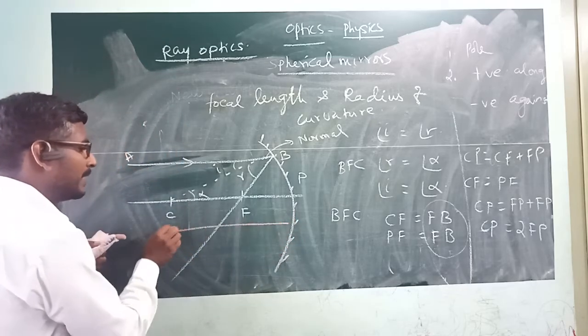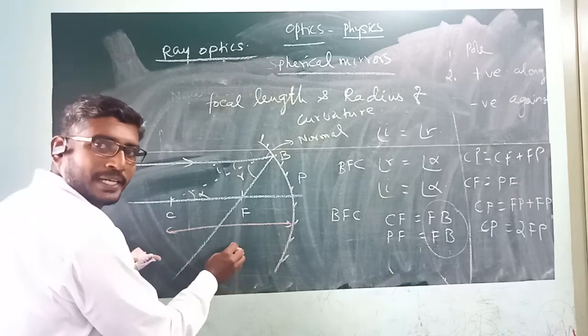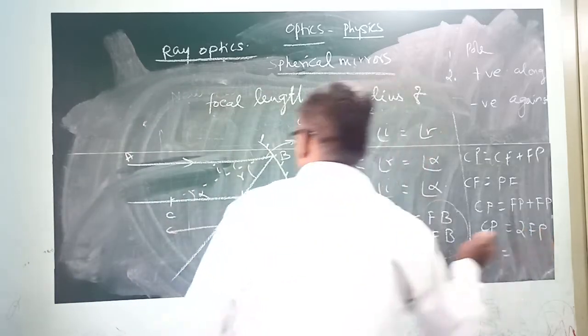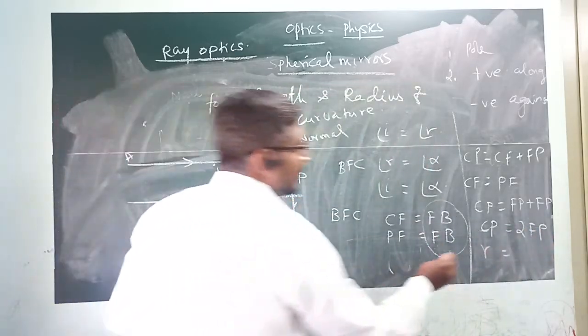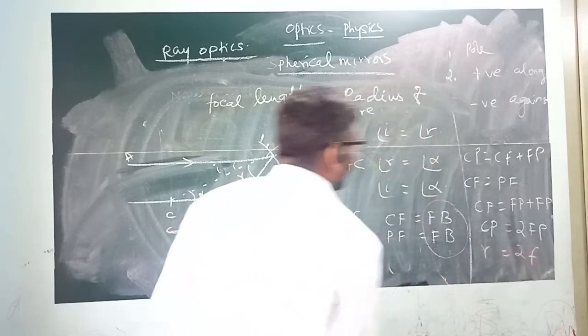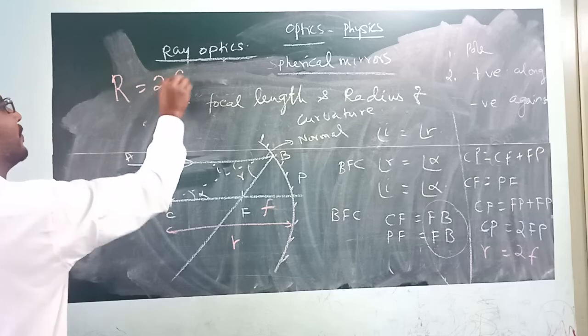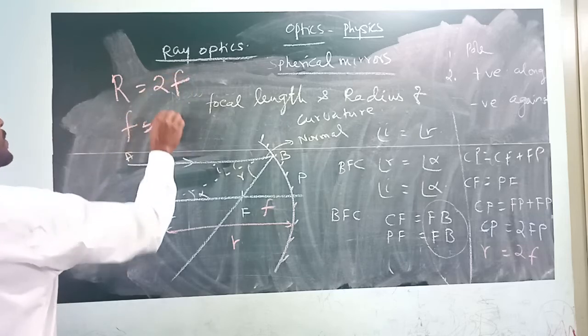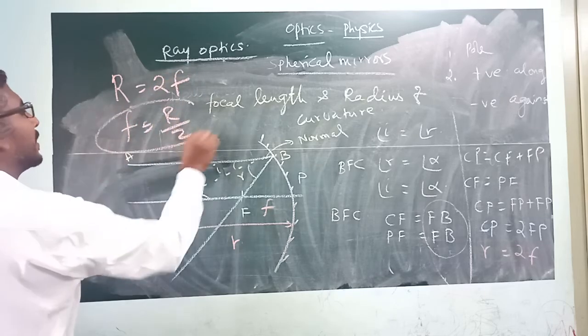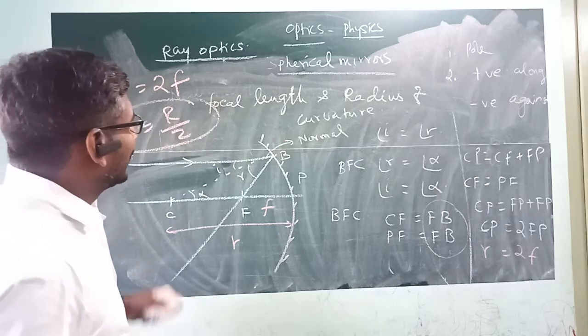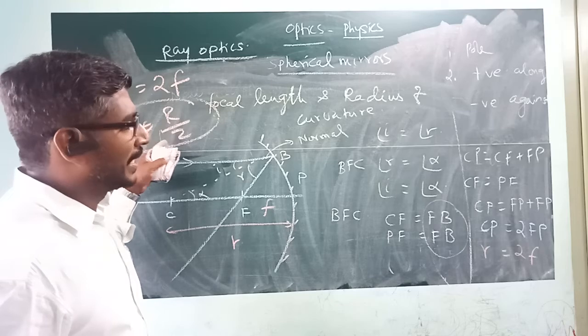As you had learned earlier, CP is your radius of curvature R. FP is your focal length. So it is 2f. So I can say the radius of curvature R is equal to 2f, and my focal length f is equal to R by 2. A very valid, simple relation that you should learn. So this is the relation between the focal length and radius of curvature.